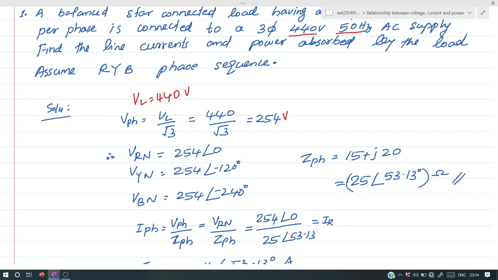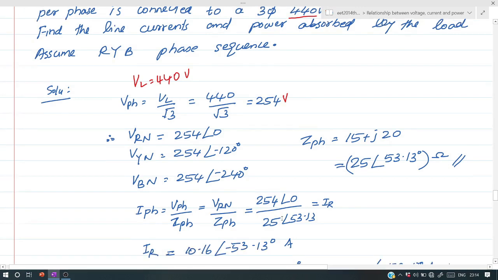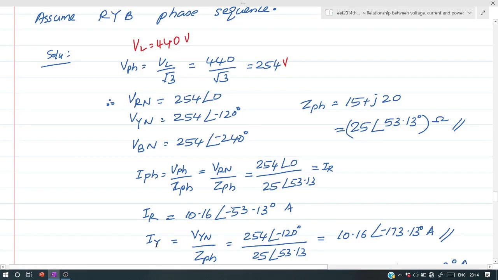Now we can find I phase using the expression V phase divided by Z phase. V phase is nothing but VRN, and its value is 254 angle 0, and Z phase is 25 angle 53.13. Substituting these values, we obtain IR as 10.15 angle minus 53.13 degree ampere. Similarly, IY, that is the phase value of Y phase current, is VYN divided by Z phase. Substituting these values, we obtain IY as 10.16 angle minus 173.13 degree ampere.